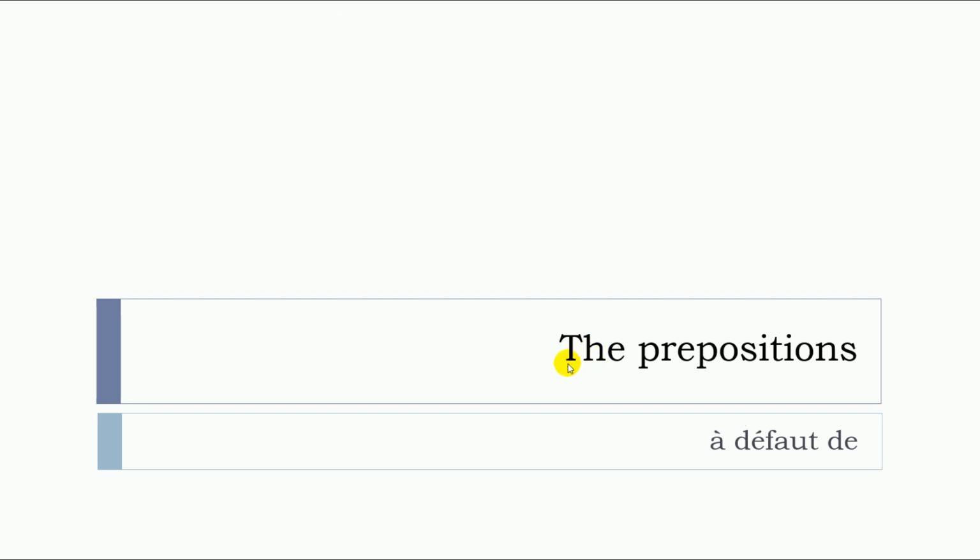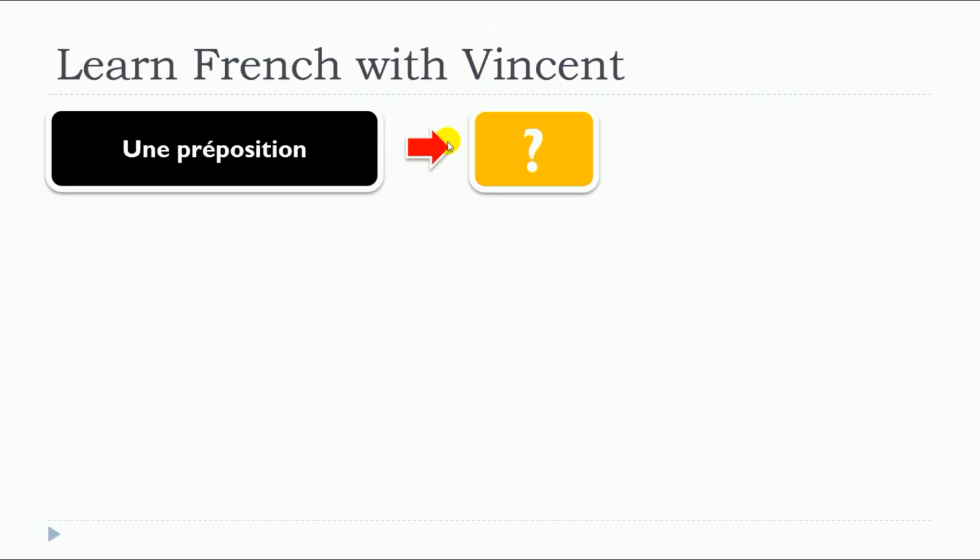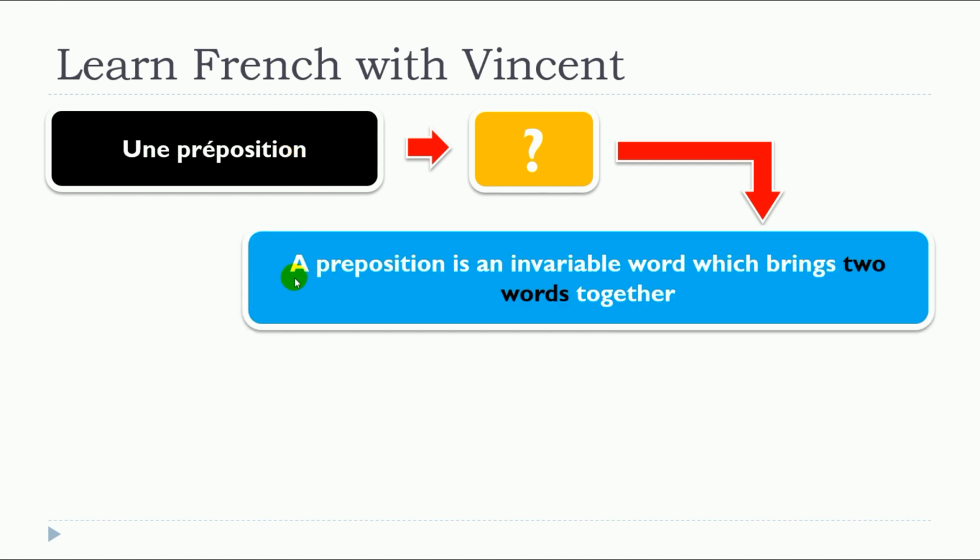In this lesson, we will see together the prepositions, but more precisely, à défaut de. So, of course, the first thing that we need to see together is what is une préposition? Well, a preposition is an invariable word which brings two words together.